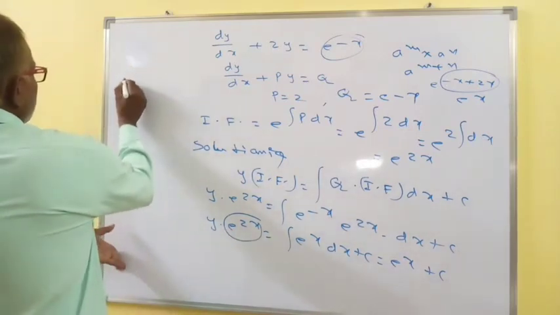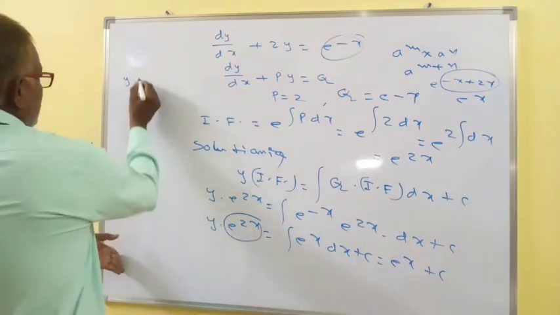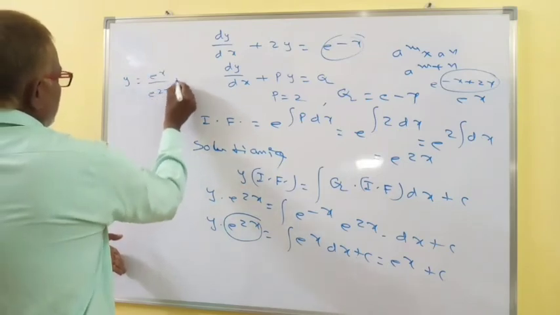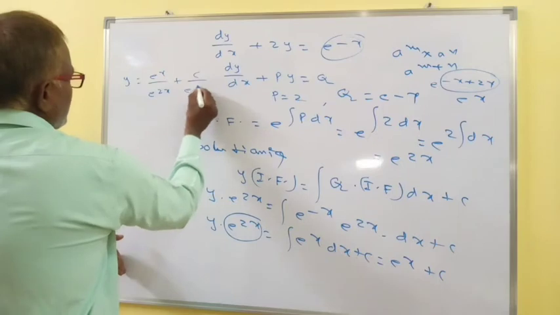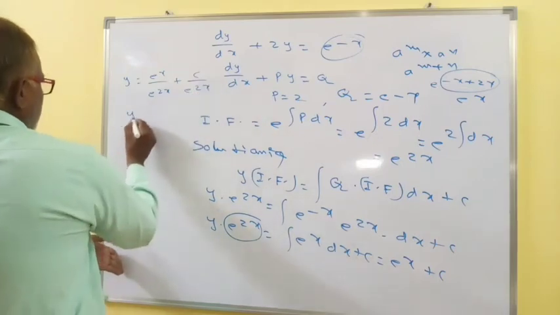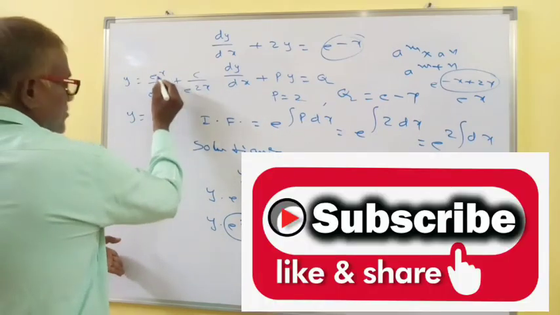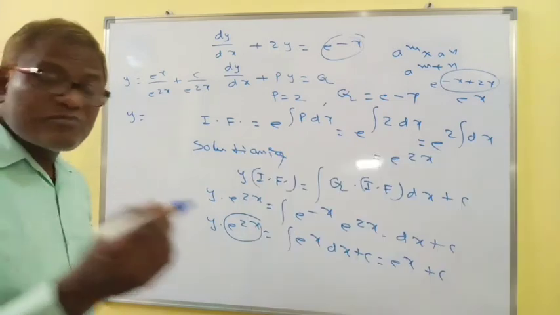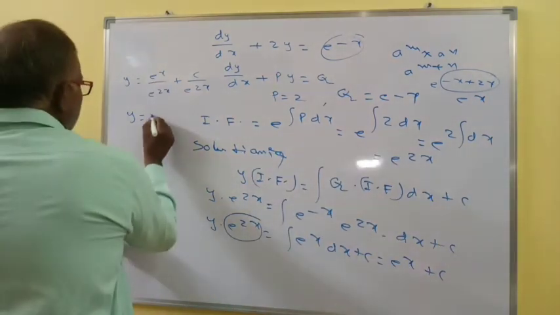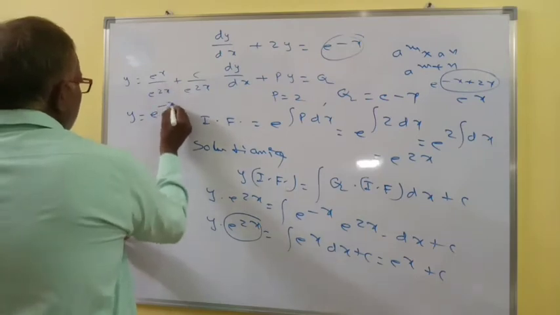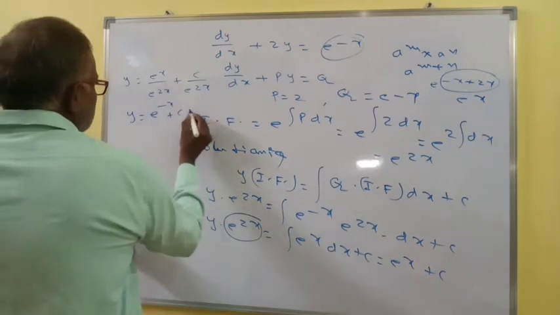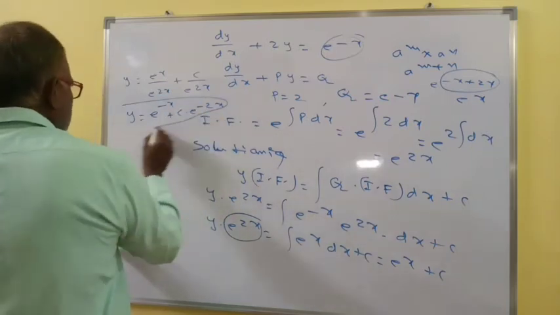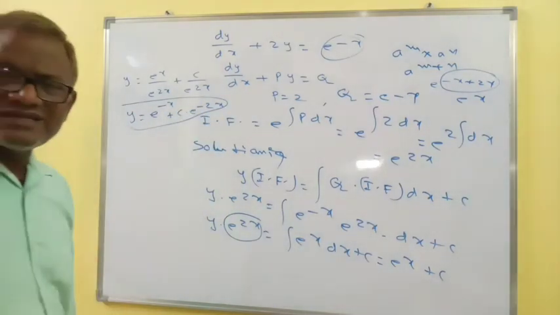That means what you have to obtain: y is equal to e power x by e power 2x plus c by e power 2x. That means y is equal to, a power m by a power n means a power m minus n, clearly e power minus x plus c into e power minus 2x. So this is the solution.